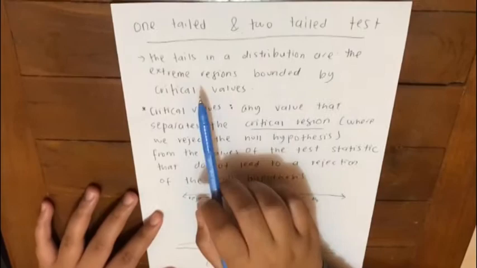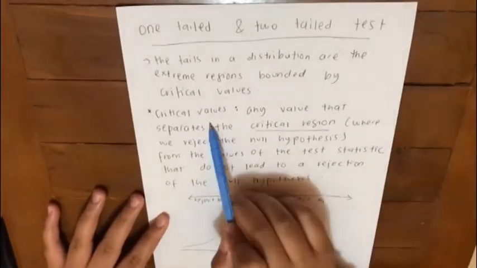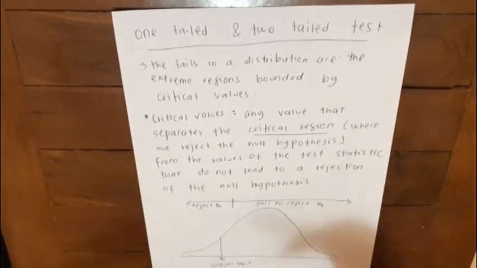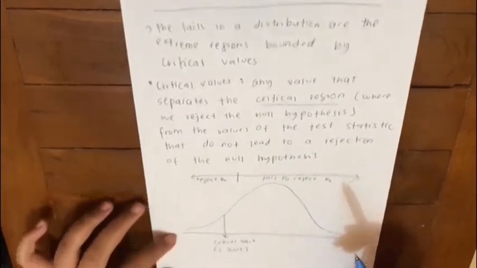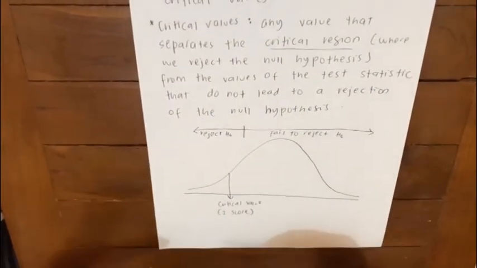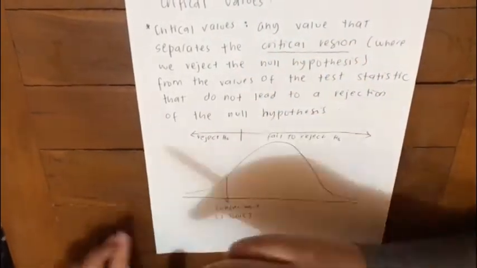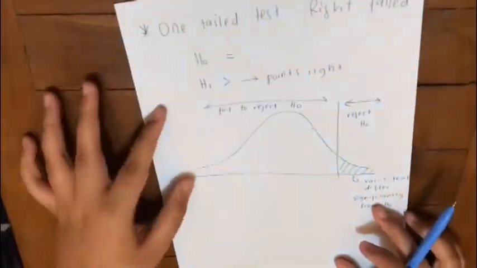The terms in the distribution are the actual regions bounded by the critical value. What is actually a critical value? A critical value is any value that separates the critical region. What is the critical region? The critical region is where we reject the null hypothesis, separated from the values of the test statistic that do not lead to a rejection of the null hypothesis. As you can see here, there is a graph that you can refer to for better understanding. The next one is the one test, not this one, the one that has 2 tests.